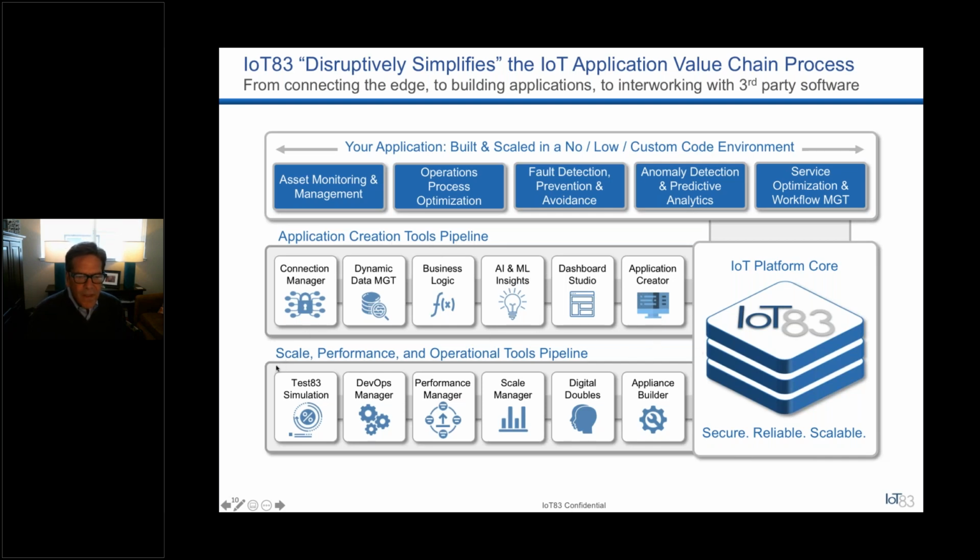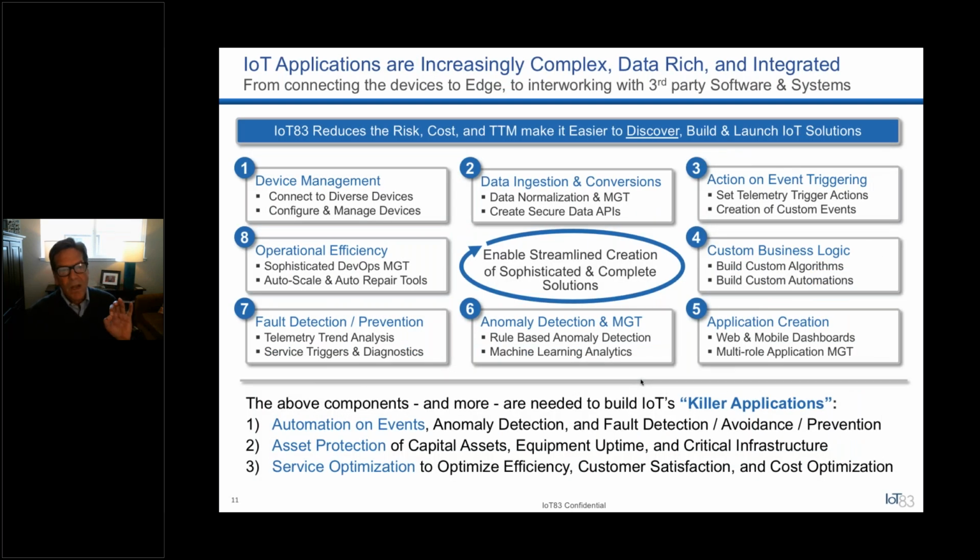But we also built this set of tools to operate the system. So simulation tools, DevOps tools, performance management tools, scale manager tools, tools to be able to build digital doubles, and then this appliance creation capability for single-click deployment once you're ready to actually launch these platforms. All of this is essential because the complexity of IoT applications just continues to increase. Device management, data ingestion and conversions, action on event, custom business logic, a lot of different algorithms and automations are required. Application creation, web and mobile, multi-role, multi-tenant, multi-device, multi-application, anomaly detection and management, fault detection, prevention, operational efficiencies. All of this in order to be able to deliver against the killer applications for IoT: action on event, asset protection, service automation.